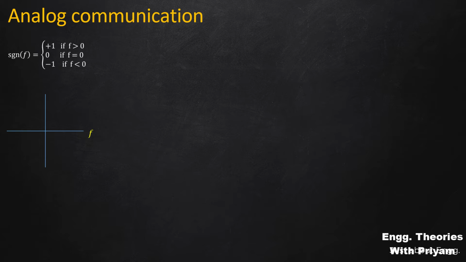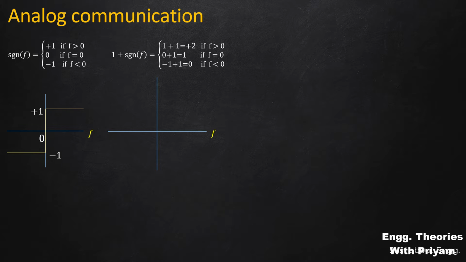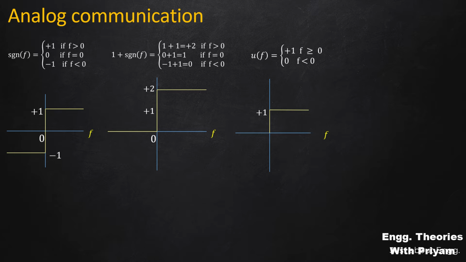Now, signum of f has a value of plus 1 when the frequency is greater than 0, has a value of 0 if the frequency is equal to 0, and has a value of minus 1 when the frequency is less than 0. So 1 plus signum of f will have a value of 1 plus 1, which is equal to 2, if the frequency is greater than 0, 0 plus 1, which is equal to 1, if the frequency is equal to 0, and minus 1 plus 1, which is equal to 0, if the frequency is less than 0. u of f, which is basically a unit step signal in the frequency domain, has the value of plus 1 if the frequency is greater than or equal to 0, and has the value equal to 0 if the frequency is less than 0. So 2 into u of f will have the value of plus 2 if the frequency is greater than or equal to 0, and has the value equal to 0 if the frequency is less than 0.